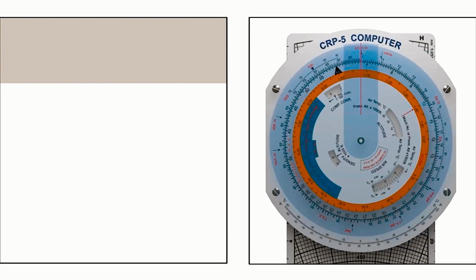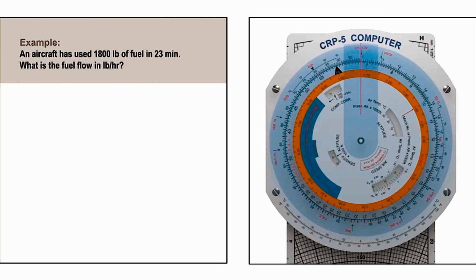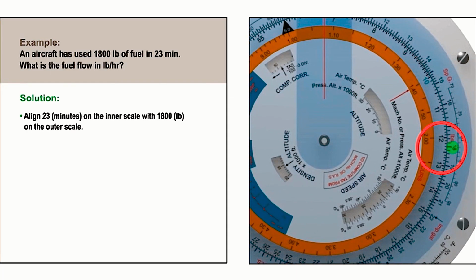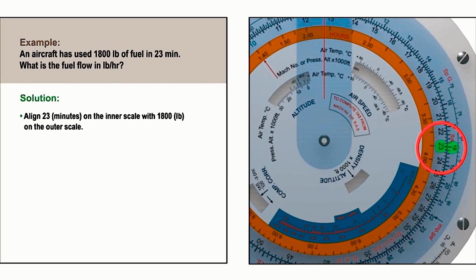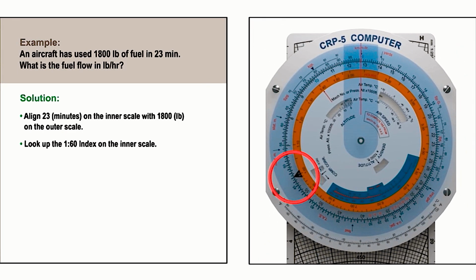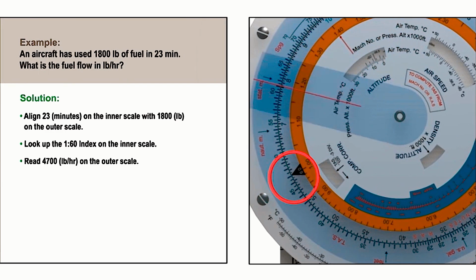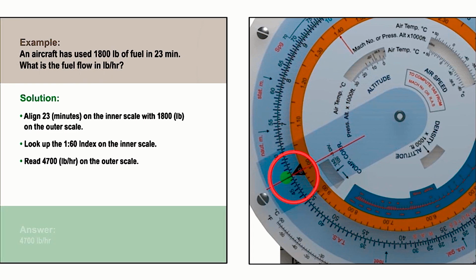Now let's look at some examples of computing fuel consumption in terms of weight burnt in a certain time. If an aircraft has used 1,800 pounds of fuel in 23 minutes, what is the fuel flow in pounds per hour? Line up 23, representing minutes, on the inner scale with 1,800, representing pounds, on the outer scale. Go to the black 1 in 60 triangle on the inner scale and read off the figure 4,700 on the outer scale. This indicates a fuel flow of 4,700 pounds per hour.